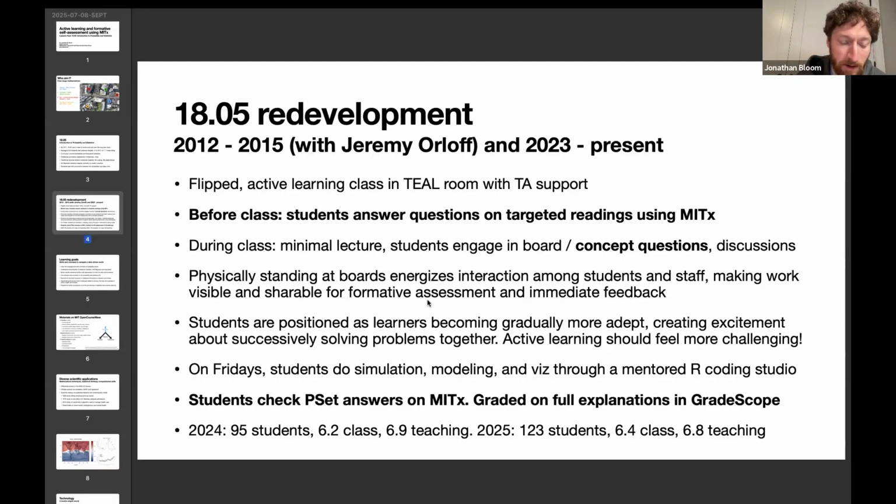Let me say one thing about how it's going. So in 2024, I had 95 students. The ratings were 6.2 for the class, 6.9 for teaching. In 2025, that grew to 123. The ratings went up. I got worse as a teacher. So anyway, there's where we're at. I expect we'll have about 150 next year, or this year, this spring, I hope.